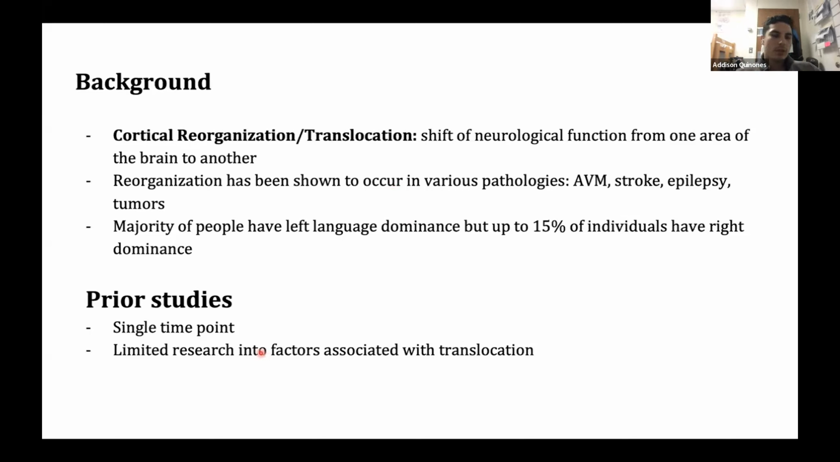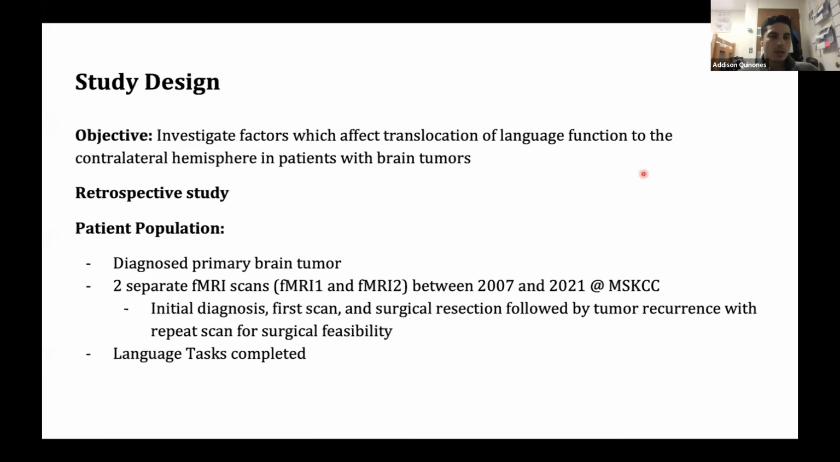And just to give some info on prior studies on this topic, they mostly look at a single time point, and there's also limited research into factors that are associated with this translocation. So these are some of the questions that we were trying to address with this study. So the objective was to investigate factors which affect translocation of language function to the contralateral hemisphere in patients with brain tumors. This was a retrospective study.